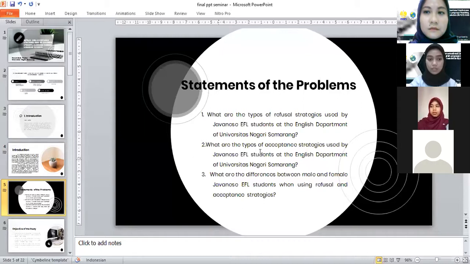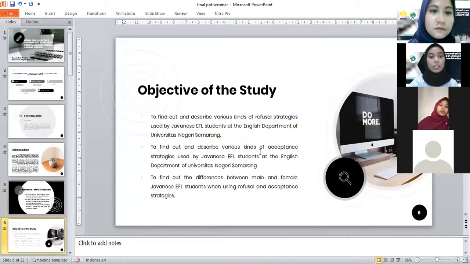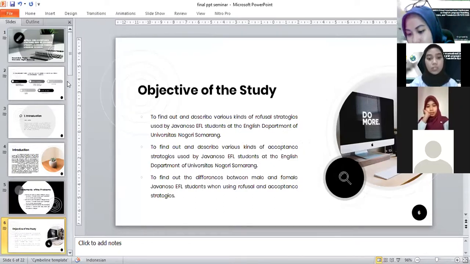refusal and acceptance strategies. From the statement of the problem, the objective of this study is to find out and describe various kinds of refusal strategies used by Javanese EFL learners at the English Department of UNNES. The second is to find out and describe various kinds of acceptance strategies used by Javanese EFL students at the English Department of UNNES. The third is to find out the differences between male and female Javanese EFL students when using refusal and acceptance strategies.